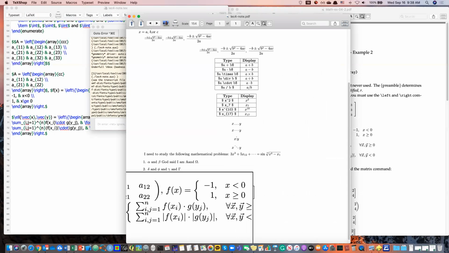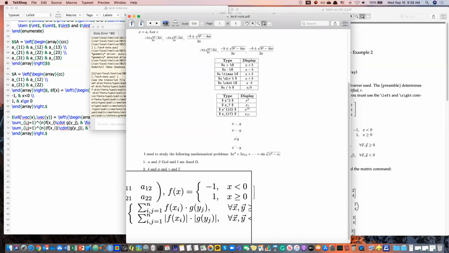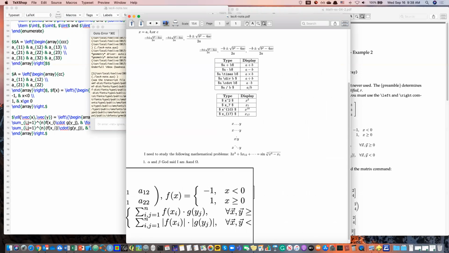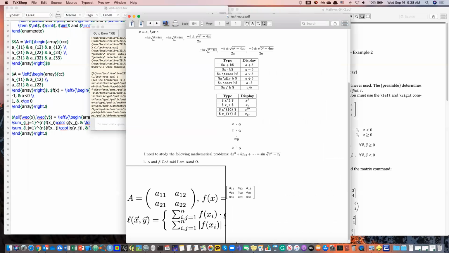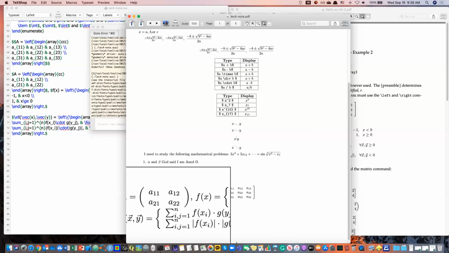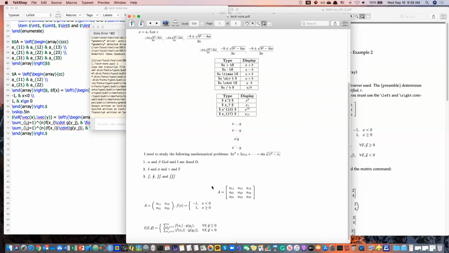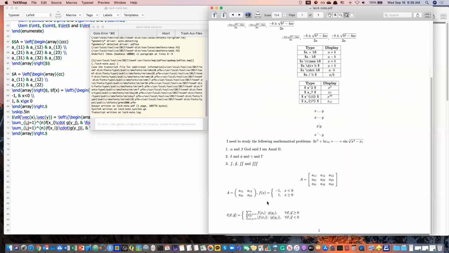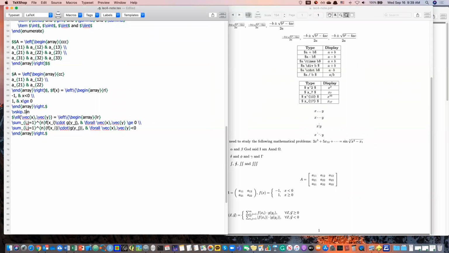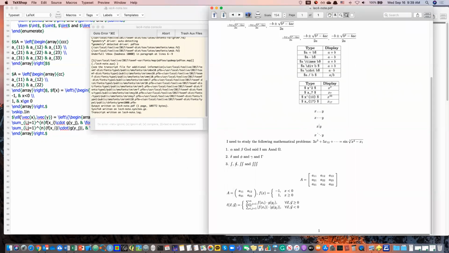So let me, the gap between the line A and f of x and the L is really tight, right? So let me put a B skip of 0.5 inches maybe. Yeah. All right, I think 0.5 is too much. Let me do 0.1 in. Okay.